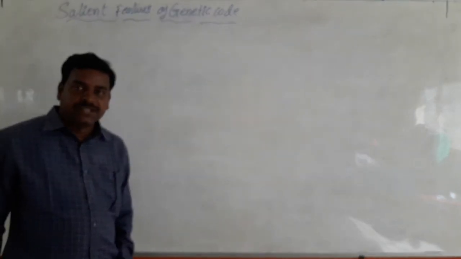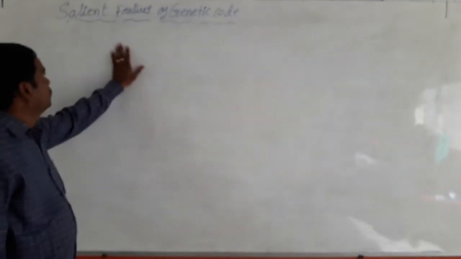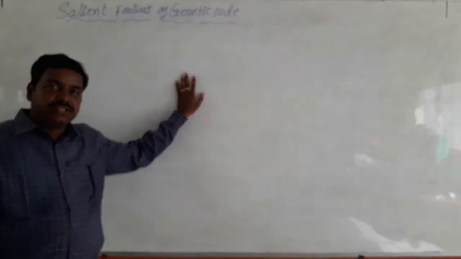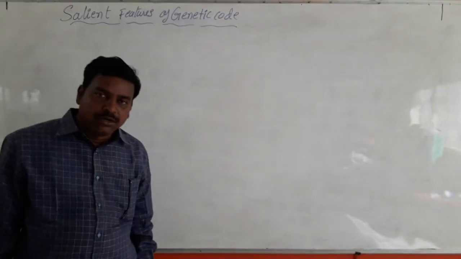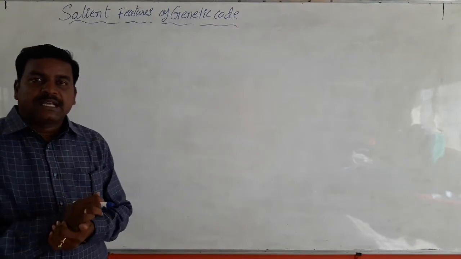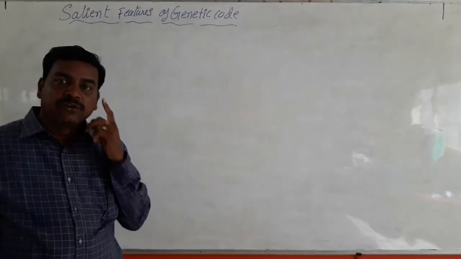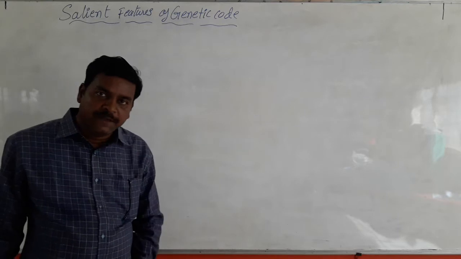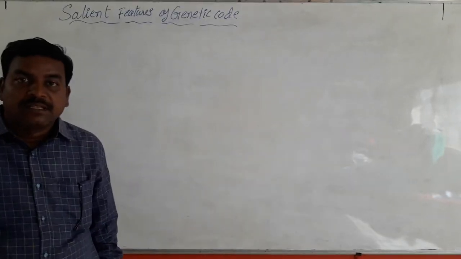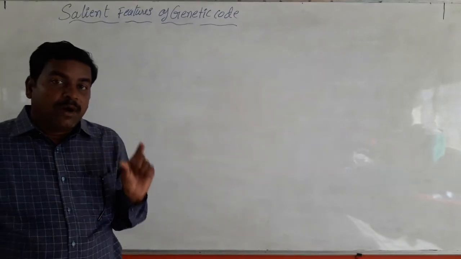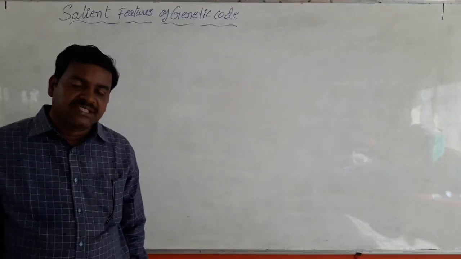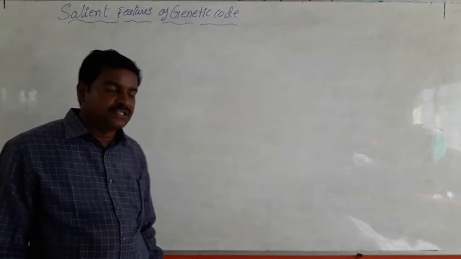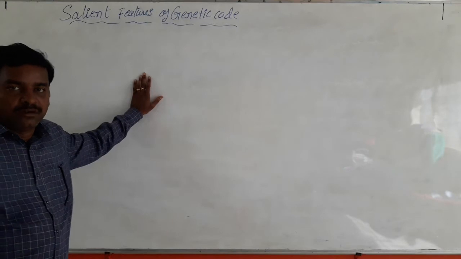Good morning, students. Now coming to salient features of genetic code. The genetic code is a relation between the sequence of nucleotides of DNA or RNA and that of the polypeptide chain. Such a relation is considered as genetic code.